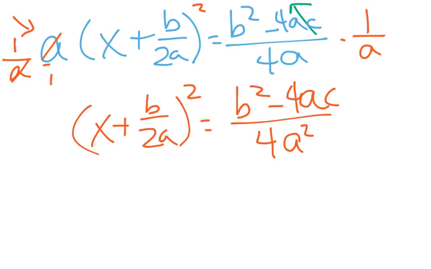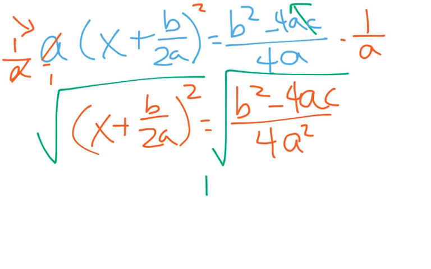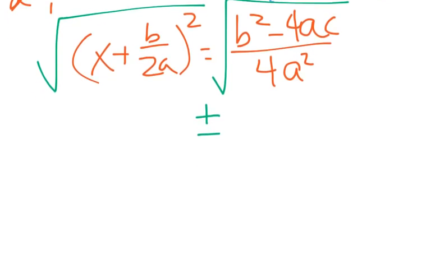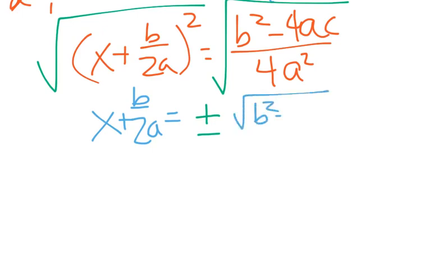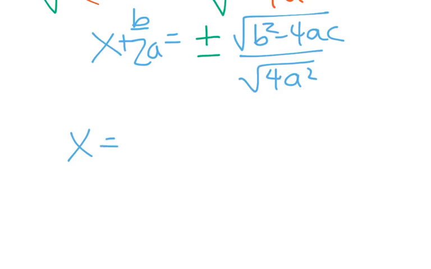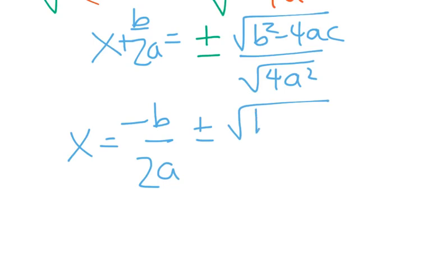And then I'm ready to solve by taking the square root of both sides. Remember, when you take the square root, you have to do plus or minus to take care of both of your answers. So what I'm left with is x plus b over 2a equals the square root of b squared minus 4ac over the square root of 4a squared. So x is equal to negative b over 2a plus or minus the square root of b squared minus 4ac over, and the square root of 4a squared is 2a.